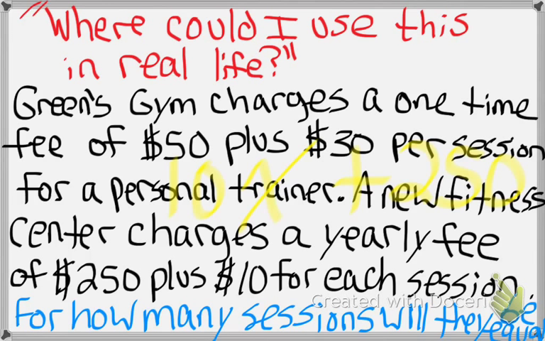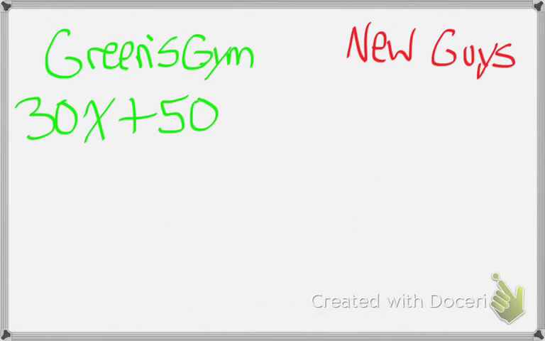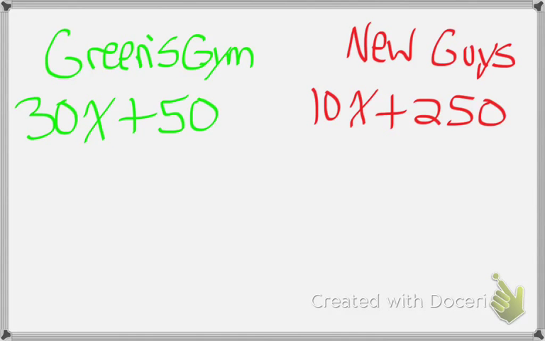In the last example, x represented the number of sessions. In this example, we're using the same thing. The number of sessions is still going to be x. So I'm going to fill that in on this page. So that means the new guys are $10 per session, so $10 times the number of sessions, plus $250. So now these are the expressions for these two companies.